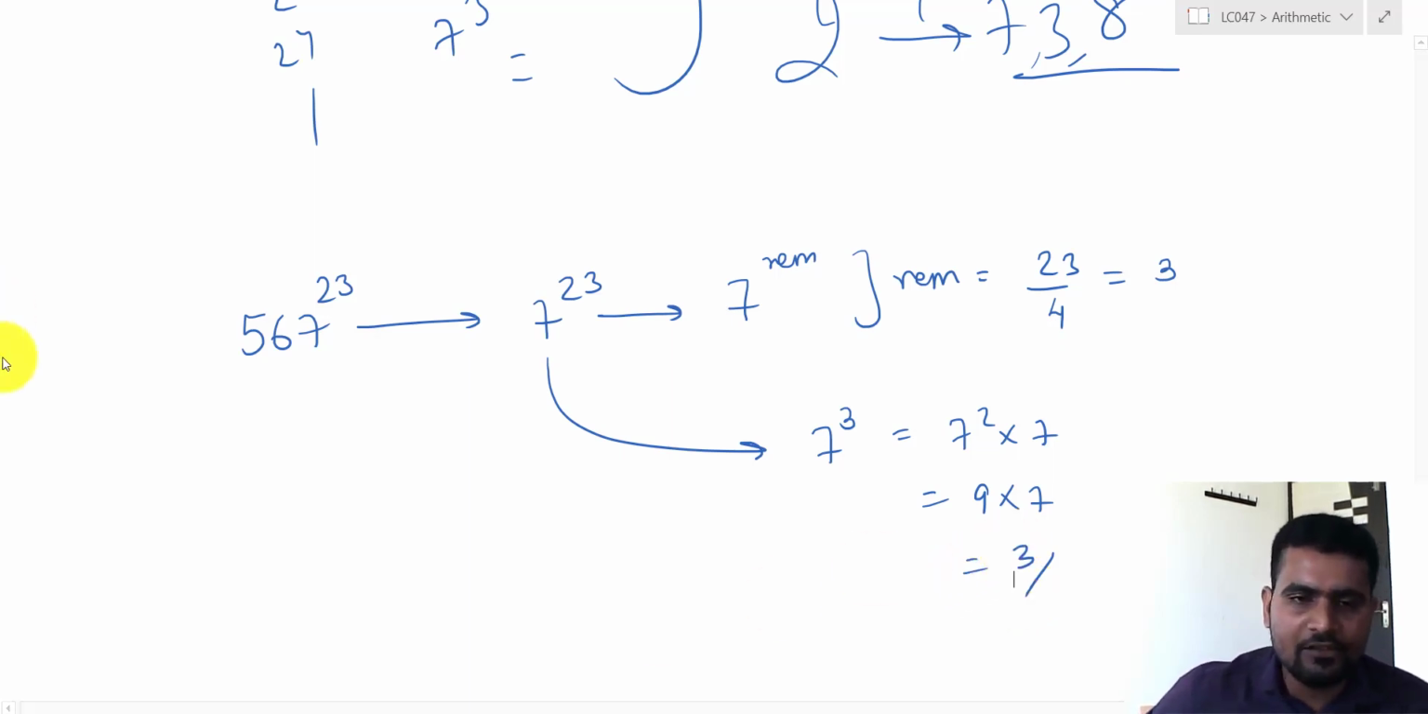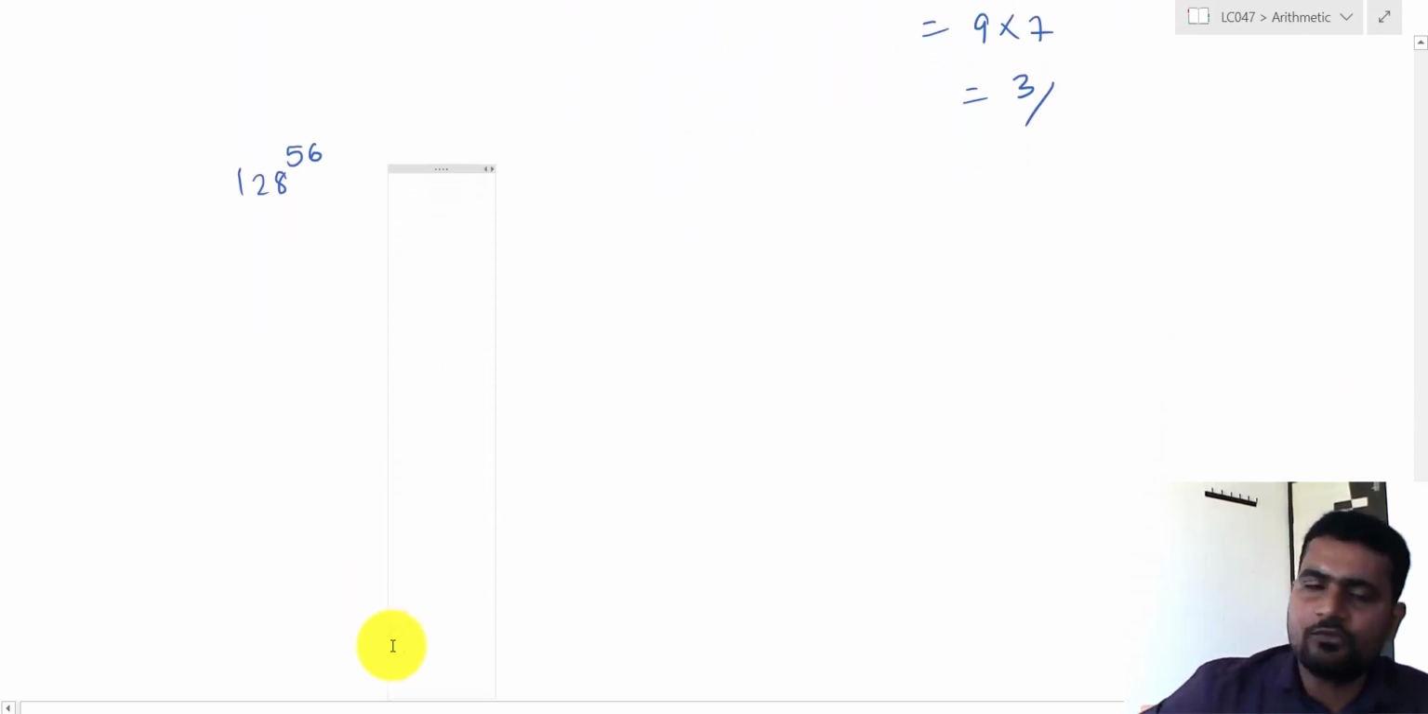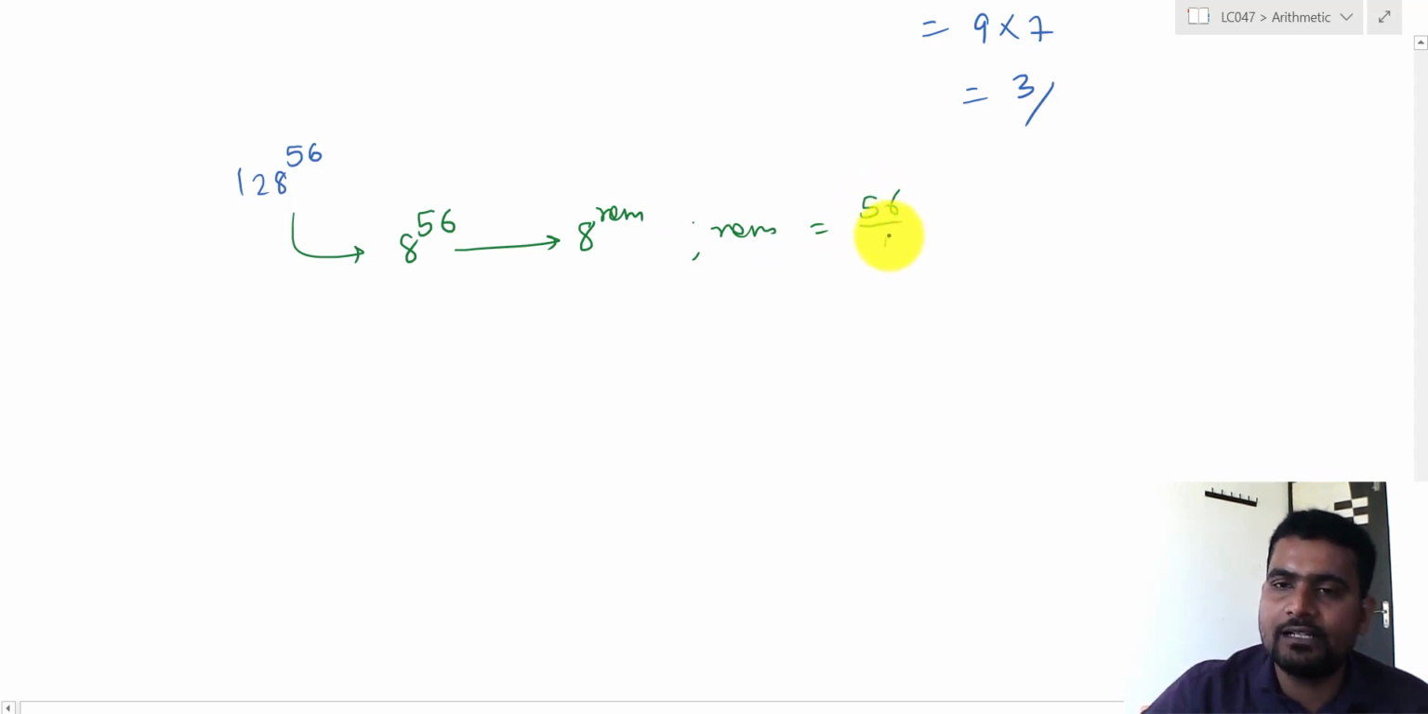So like that, if I give you another example, suppose 128 raised to power 56, you have to find. So again, you can say it will be same as 8 raised to power 56. 8 raised to power 56 means 8 raised to power remainder, where remainder value is when this 56 is divided by the cyclicity of 8, that is 4. Okay, so it will be how much? I can say remainder will be 0 here. So it will be same as 8 square. 8 square unit digit is 4.